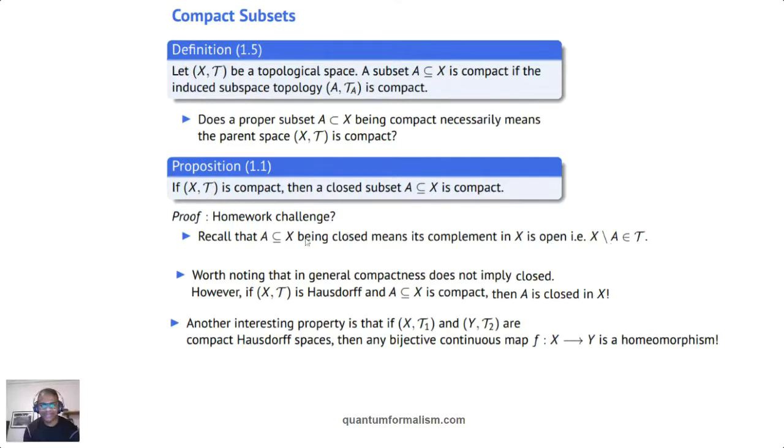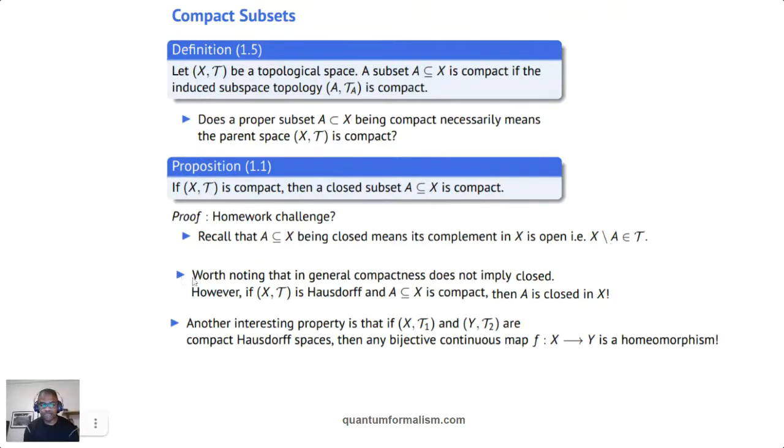Okay, and here's another proposition. If X is compact, then any closed subset A is also compact. And as a reminder, what closed subset means is that the complement of it is open, right? You remember, topology 101 in the first session or so. Yeah, so this is very interesting.